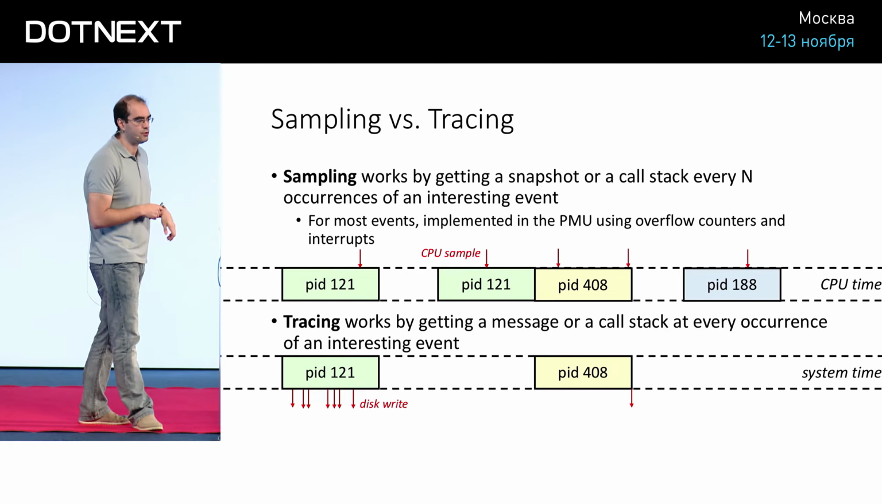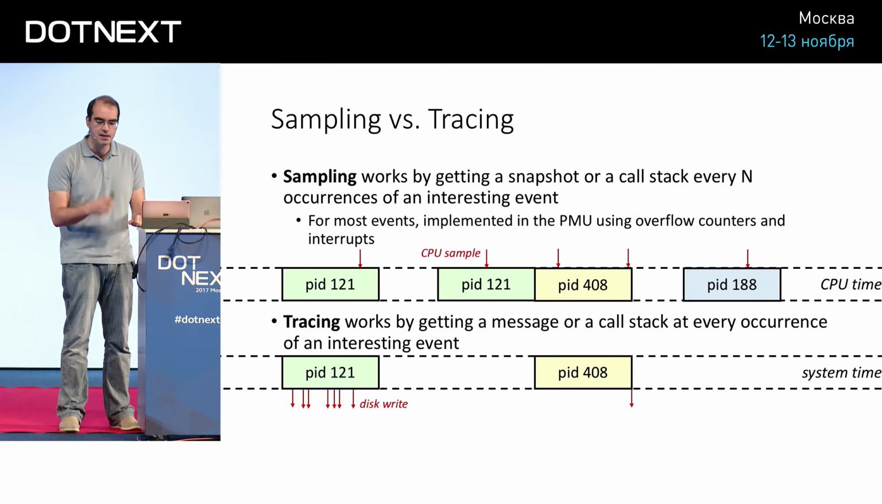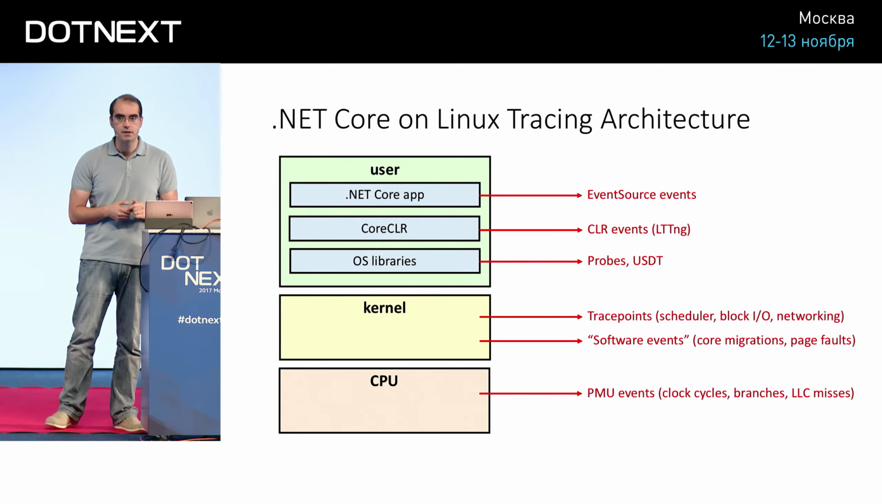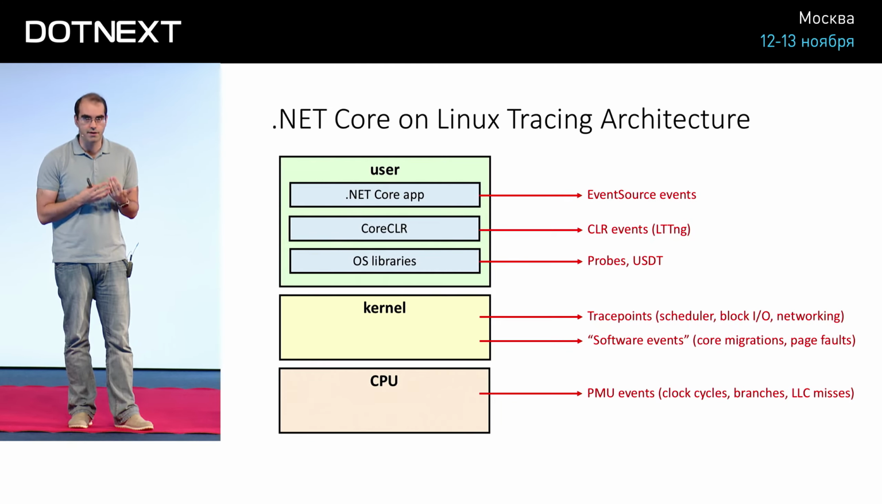So that's just, again, terminology. So let's start with the official story. How does Microsoft expect us to diagnose performance issues with .NET applications on Linux? These are the different performance information sources we have available.